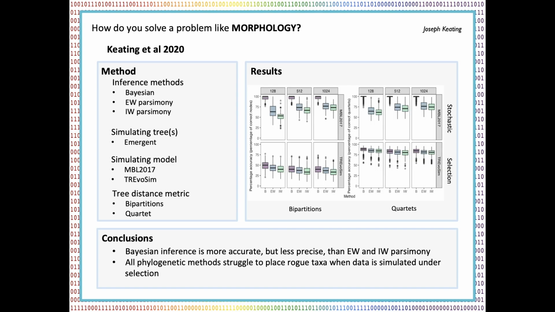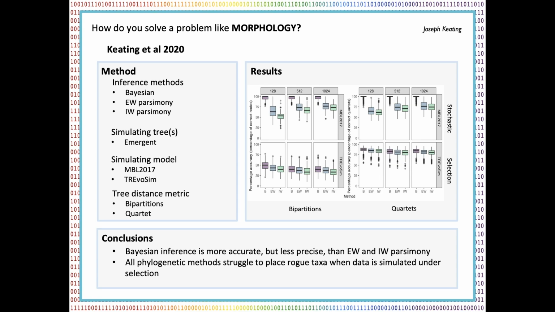However, the most interesting result was comparing the accuracy measures obtained using bipartitions to those obtained using quartets. For the stochastic model, there was very little difference. However, for the selection model, there was a large difference. Accuracy was much lower when measured using bipartitions.